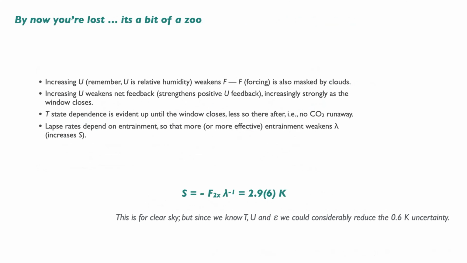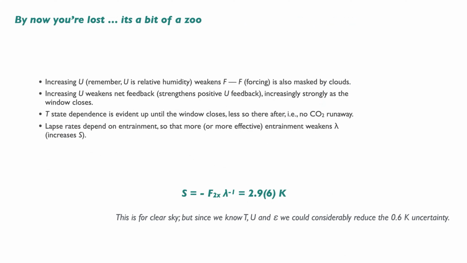So by now you're probably lost. It's a bit of a zoo. We expanded the state space of clear sky sensitivity, and we looked at relative humidity, we looked at temperature, we looked at lapse rate, and they all kind of matter. The advantage in this framework is that we don't need to confound biases with signals. We kind of know what those values should be.